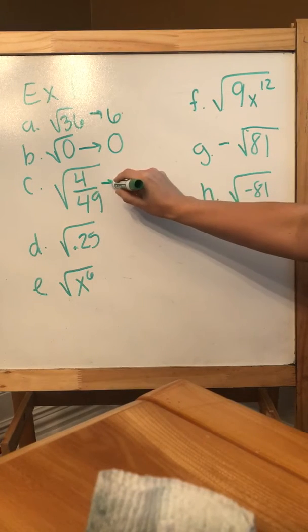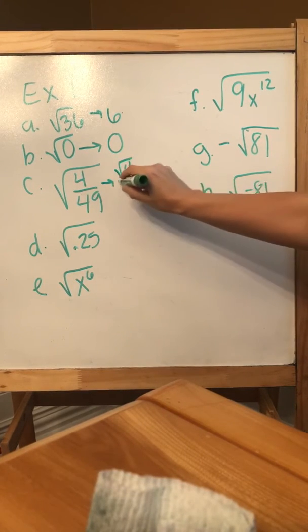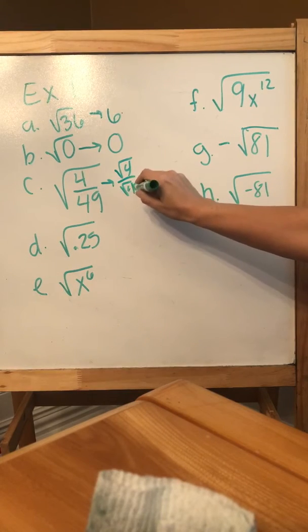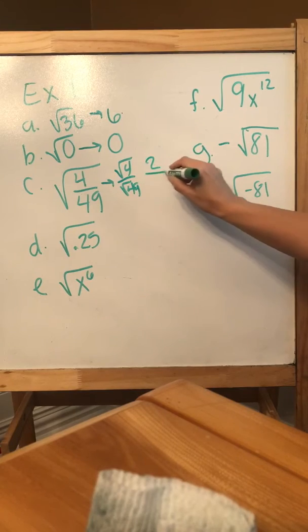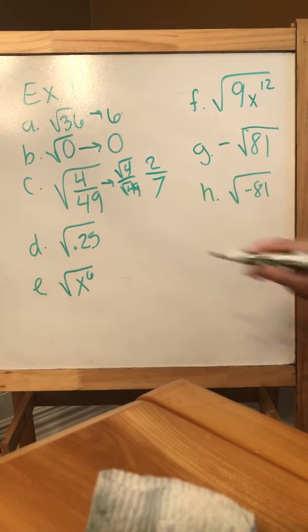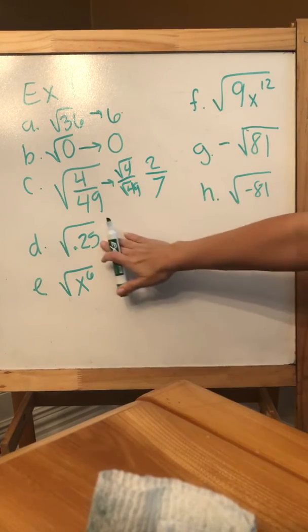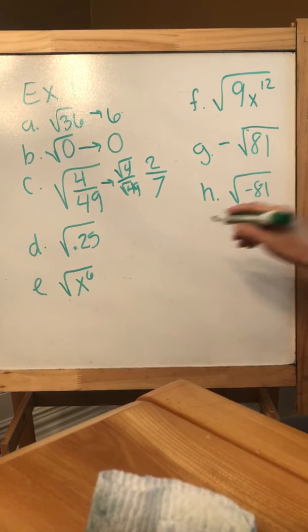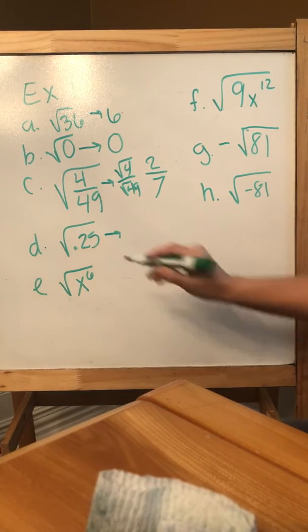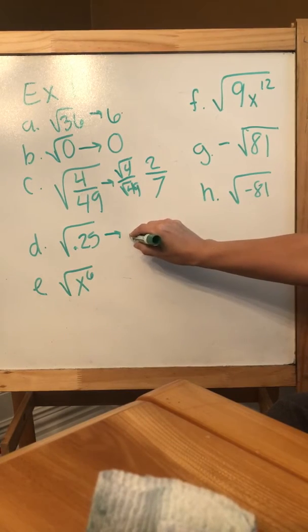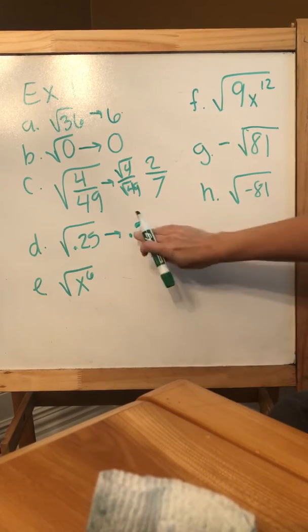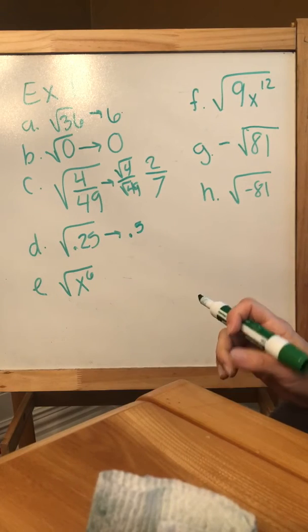How about this one where we're squaring 4 over 49? You can actually rewrite this as the square root of 4 over the square root of 49 and then solve. The square root of 4 is what? 2. The square root of 49 is 7. How about when you're squaring a decimal? It's still the same concept. What times what gives you 0.25? That would be 0.5, because 0.5 squared gives you 0.25.